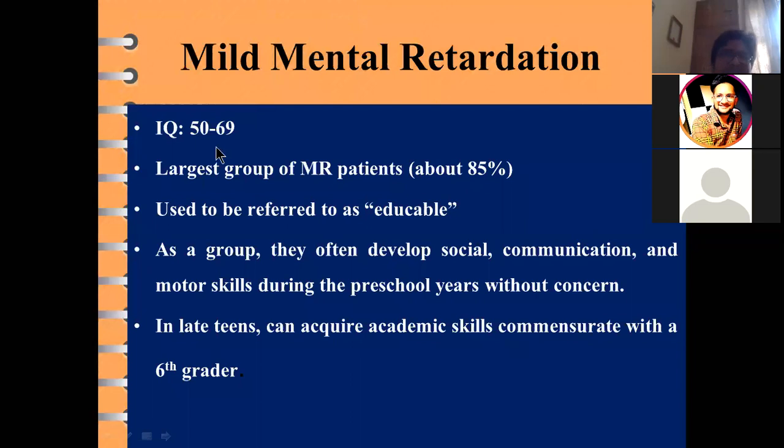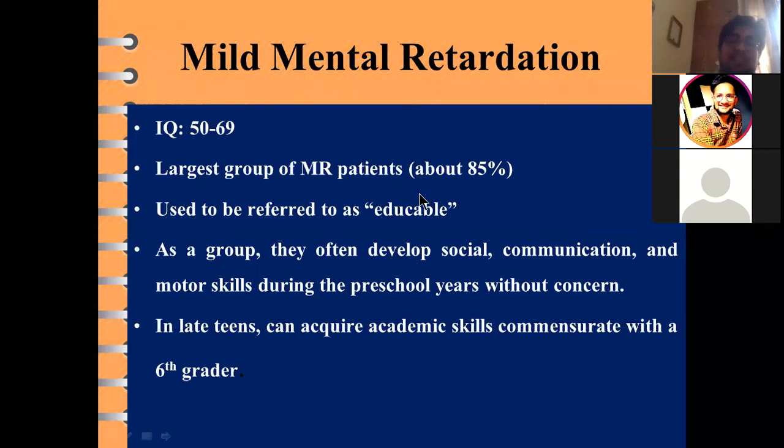In mild mental retardation, the IQ level is 50 to 69. Basically, an IQ level below 70 is called mental retardation. If your IQ level is 50 to 69, you are in the mild mental retardation category. A large group of people with mental retardation in the world come under mild mental retardation. About 85% of the cases come under this category. They have an IQ level of 50 to 69.